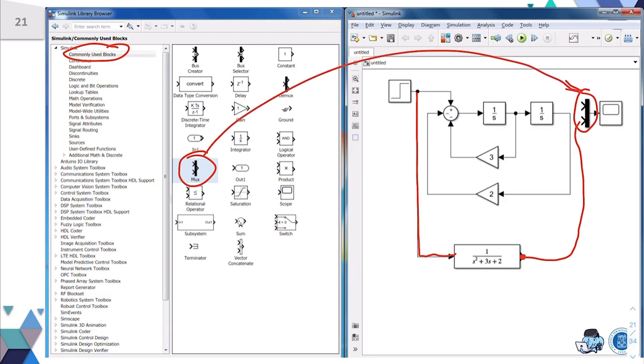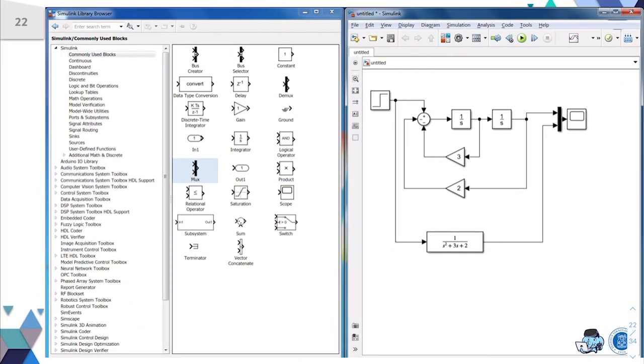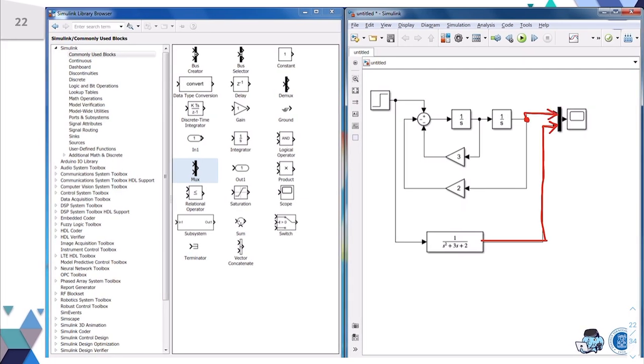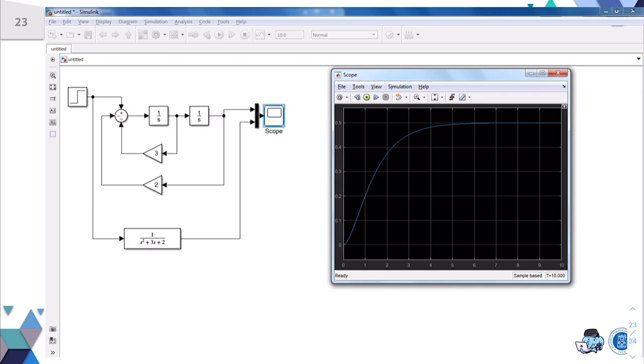It makes your scope behave like an oscilloscope with two inputs. Then you connect this to there. So you connect the output of the transfer function to the second channel of the scope. Meanwhile, this output must be connected to the first channel of the scope. Then you hit the run button, and then you double click on the scope. Then you will get two plots. You cannot see the difference because this one is exactly the same as this one.